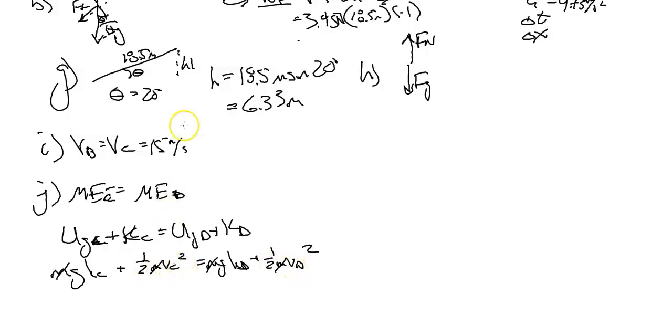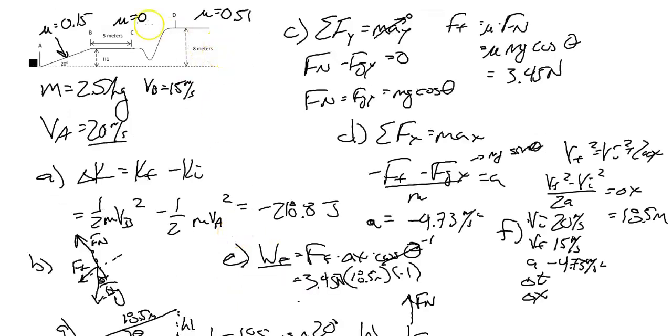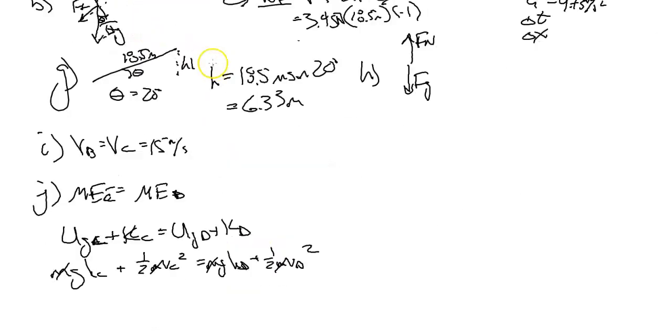We just found the velocity at C was 15. We also very recently found out that the height of C is 6.3. And we know the height of D, it's given to us in this picture right up here as 8 meters. So this is just an algebra problem moving things around. I'm going to subtract that on the other side.